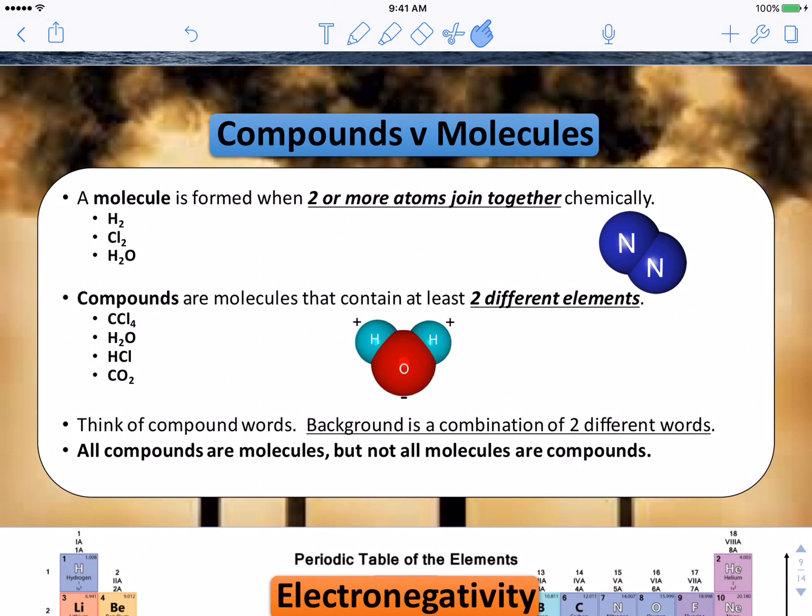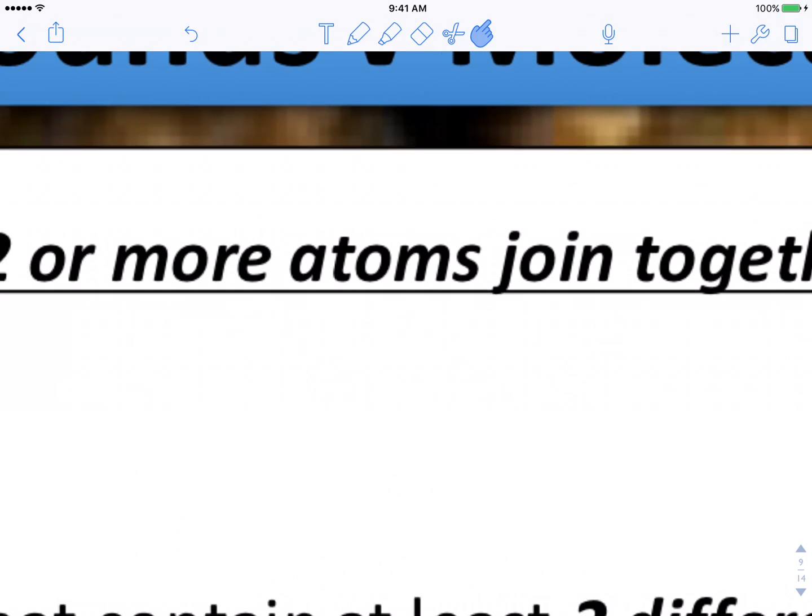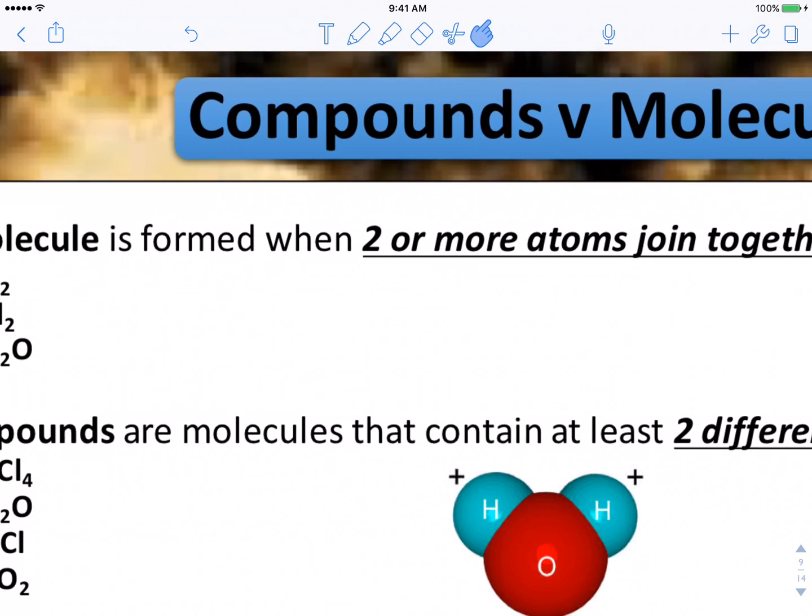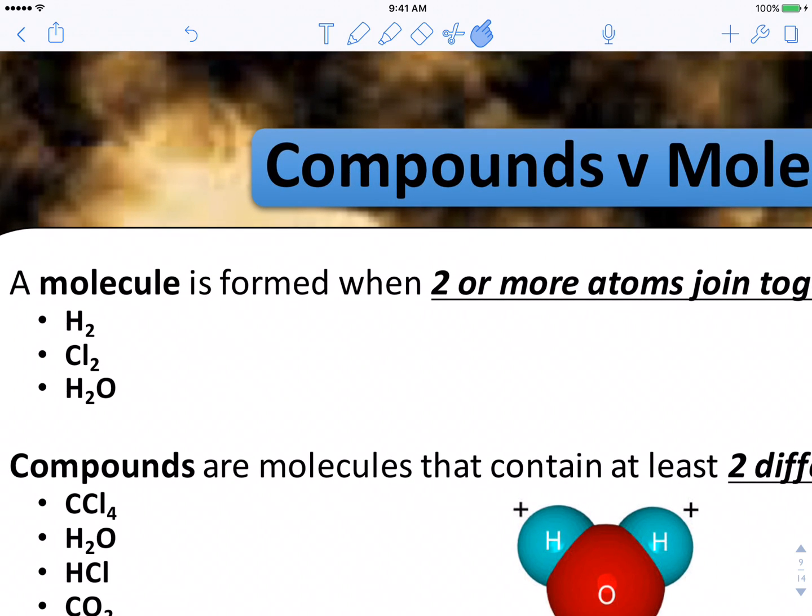Now, since we're bonding multiple atoms together, we can do that in 2 classifications. This can confuse people, so what we're going to do is deal with a molecule first. A molecule has to have 2 or more atoms joined together. It doesn't matter if they're the same or different elements. So therefore, anything with 2 or more atoms in it is a molecule.